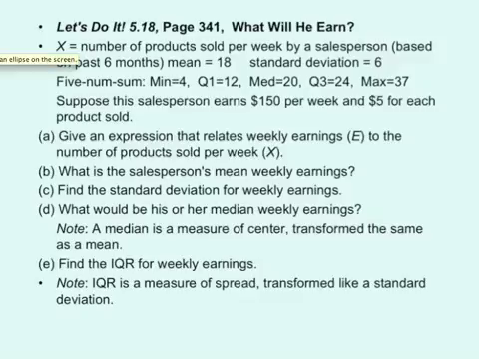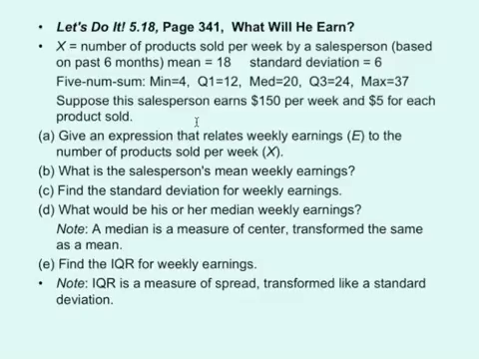Now suppose the salesperson earns $150 per week and $5 for each product sold. Give an expression that relates the weekly earnings to the number of products sold per week. Okay, so we want to find some way of calculating his earnings. Well, he gets $150 per week plus $5 for each product sold.